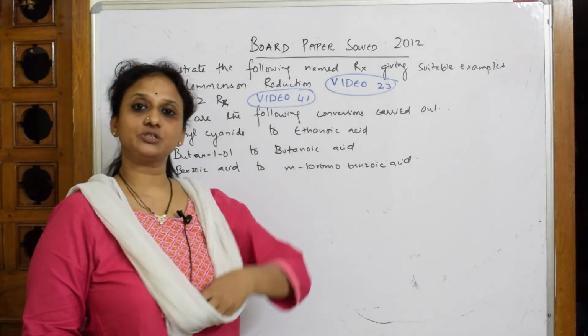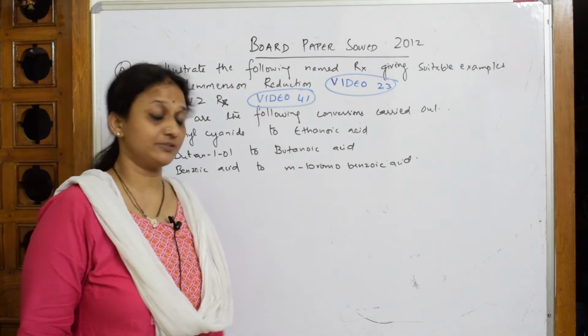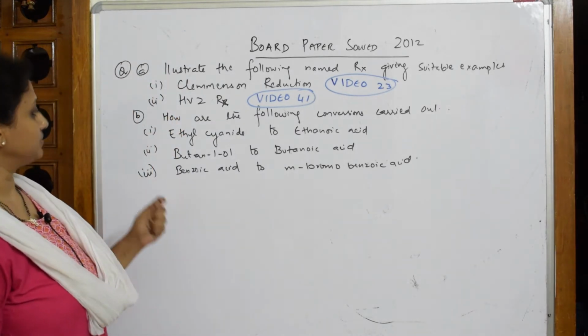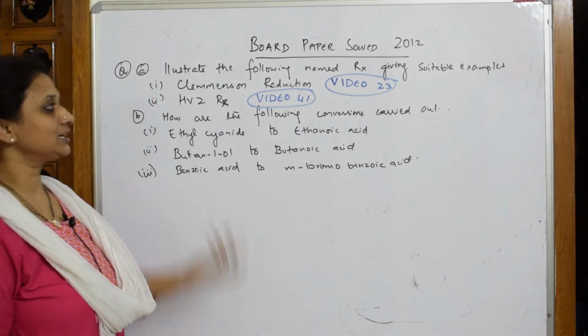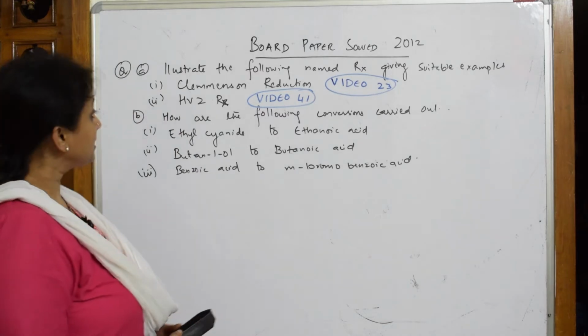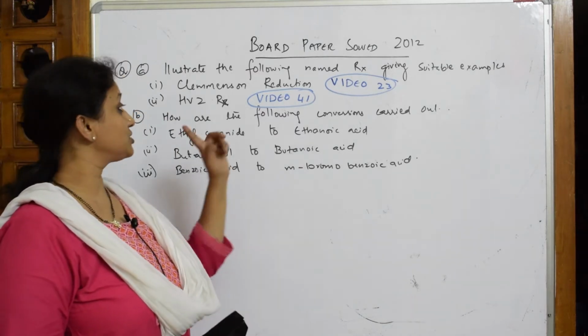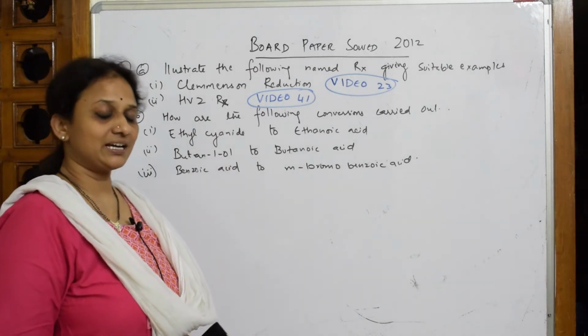So let us come back and do the 2012 paper. Let us read the question given to us. They've given us, illustrate the following. Again, one more name reaction. This time they've given Clemmensen reduction and HVZ reaction. Now again the same thing.